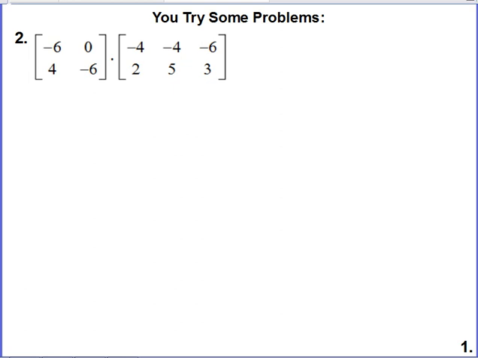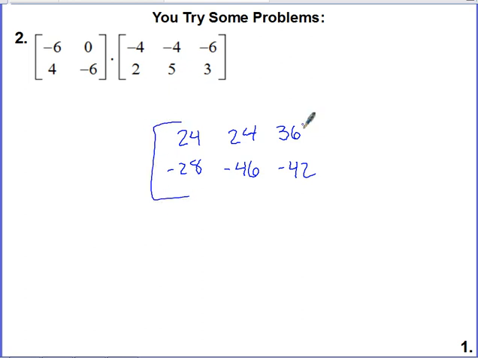Here's a second example problem that I want you to pause now and try, and then come back and check your answer. All right, there's the answer for that multiplication problem. Oops, let me make this a matrix. If you did not get that or need help, just come see me in class and we'll talk about how I got the answer to that problem.